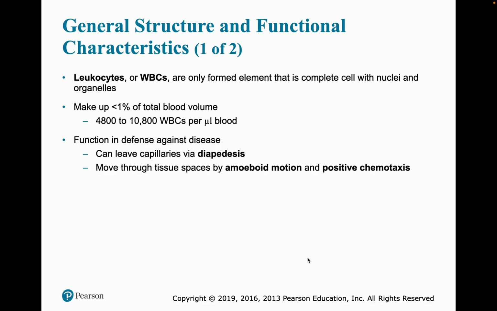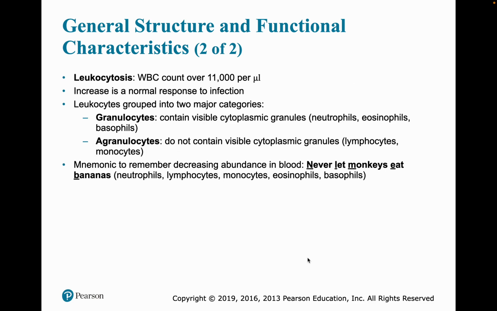4,800 to 10,000 white blood cells should be found in a microliter of blood. They are all going to be involved in defense against diseases. They can leave the capillaries through a process called diapedesis, and then using amoeboid motion move through tissue spaces, and they do so by following the trail of chemicals in a process we call positive chemotaxis.